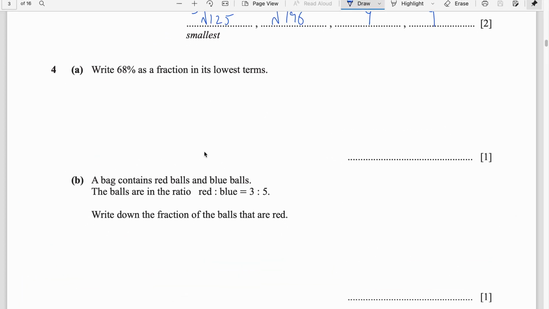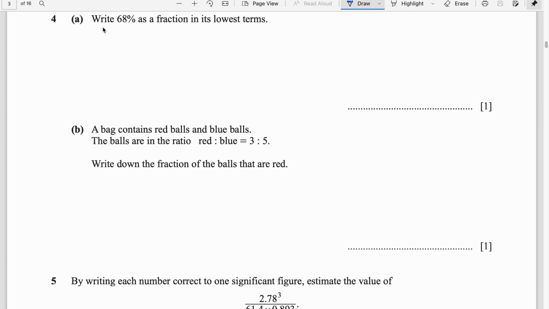Question number 4. Write 68% as a fraction in its lowest term. So 68 by 100, you divide it by 2. 34 by 50, divide by 2 again, is 17 by 25. Do write your answers in the answer space.